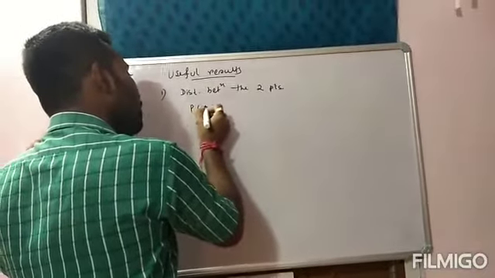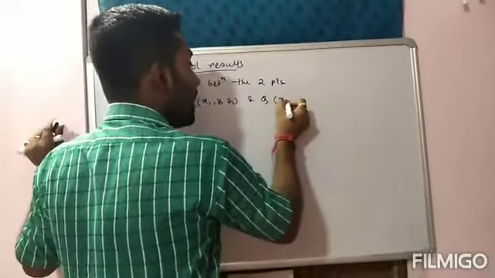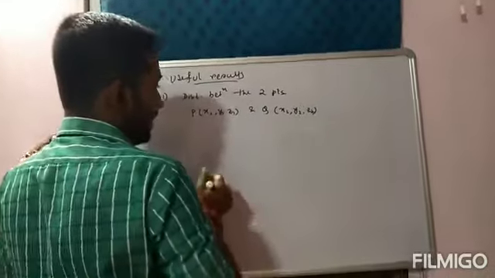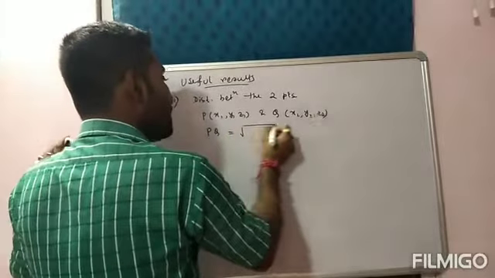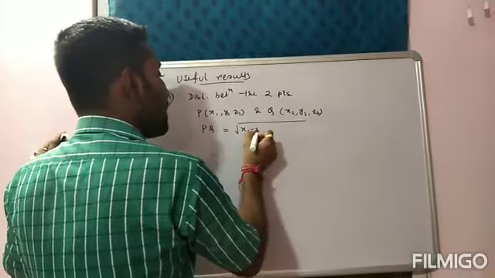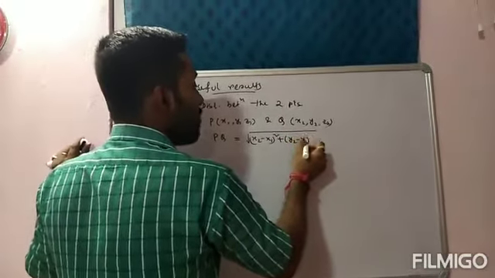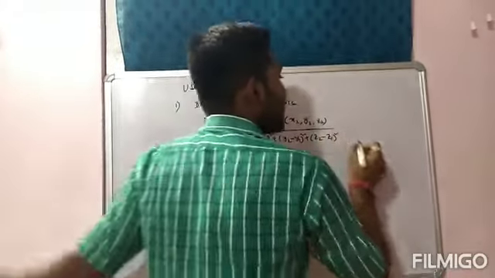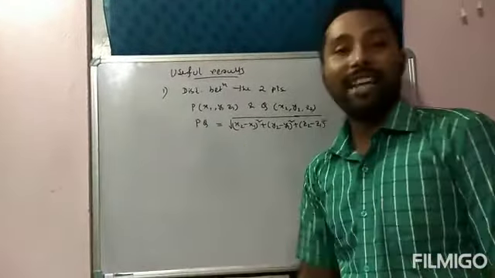Let P of x1, y1, z1 and Q of x2, y2, z2 be the 2 points. Then the distance between them is given by under root (x2 minus x1) whole square plus (y2 minus y1) whole square plus (z2 minus z1) whole square. This is the distance formula, distance between the two points in case of 3-dimensional geometry. Okay.